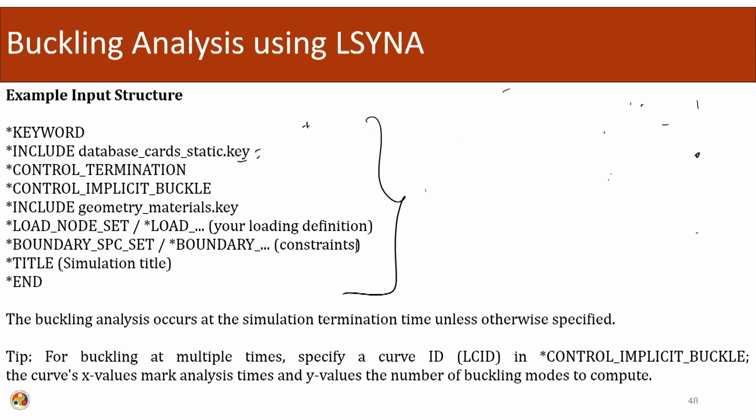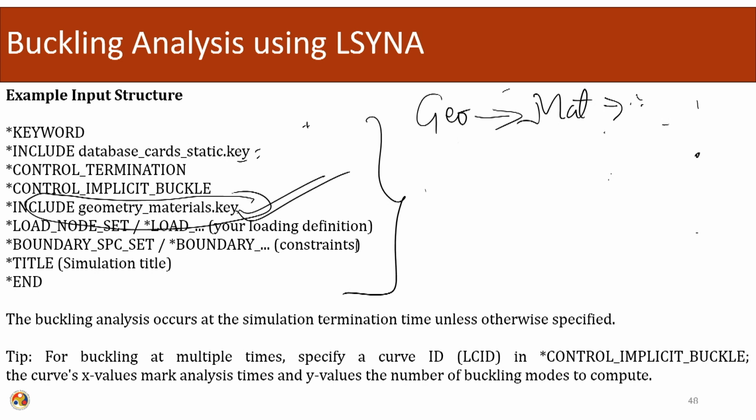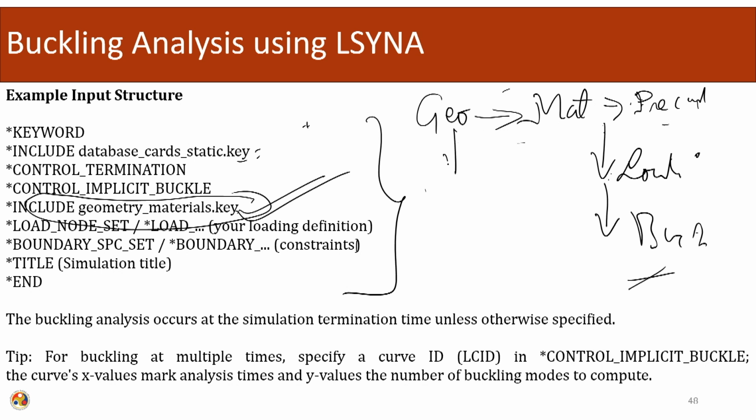First of all, we start with making the geometry of the system. Once we make the geometry, we give the material cards, after that we give any preconditions. After the preconditions we give the loading on the system, after that we ask it to do the buckling analysis. In the geometry we also give the boundary conditions.